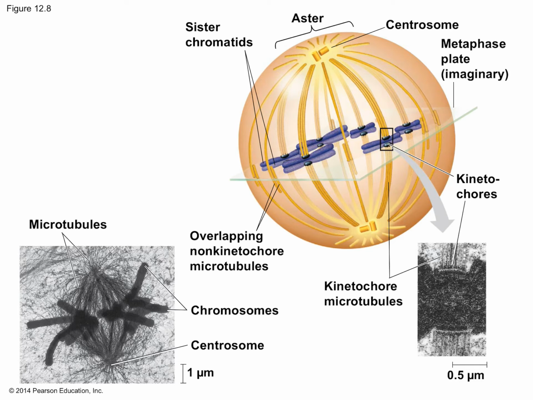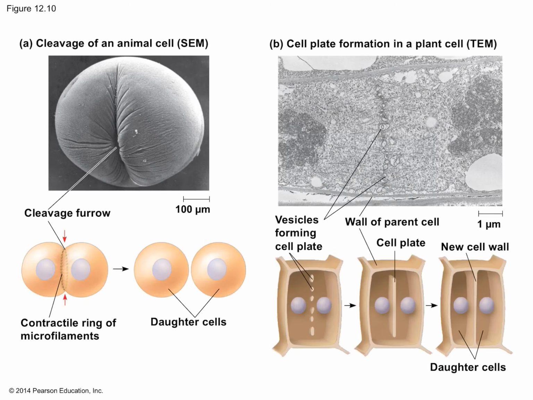Okay. So this happens in one way in plant cells and another way in animal cells. And the reason for the difference is because plant cells have a cell wall and animal cells don't. The plant cell wall is very rigid, okay? So let's look at animal cells first.